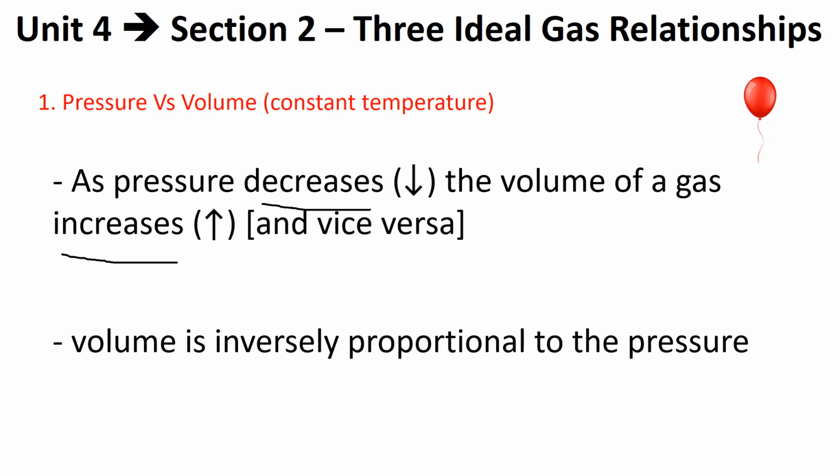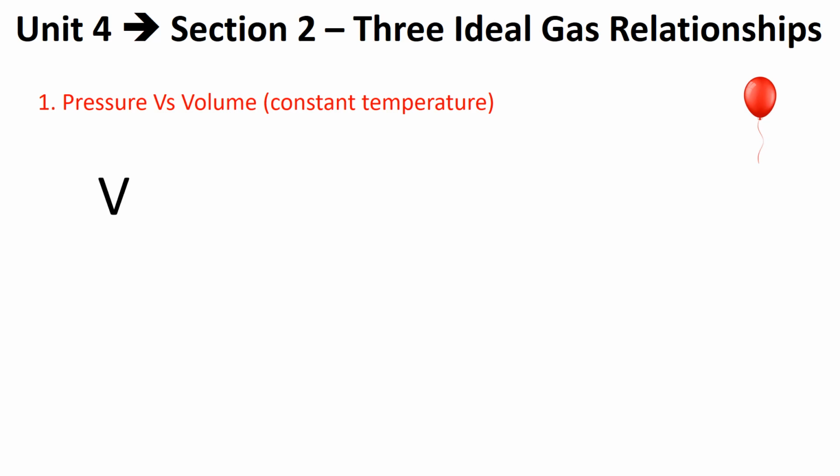And we can represent this mathematically. So our volume is inversely proportional to 1/P. Now we also have that constant, the constant temperature to think about. So we're going to stick a little K there. So that K stands for the temperature.